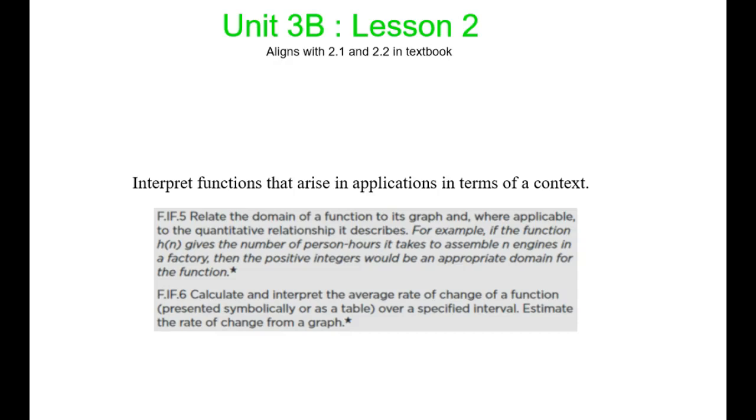Unit 3B, Lesson 2. In this lesson, we're going to focus on restricting the domain for a function when given certain situations, as well as calculating the average rate of change over the course of an interval for a given function.